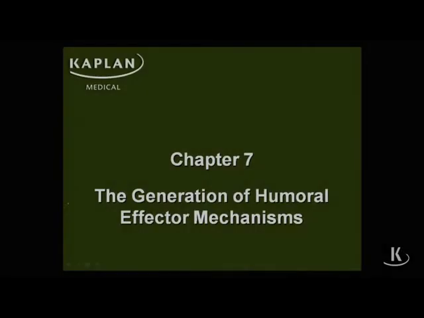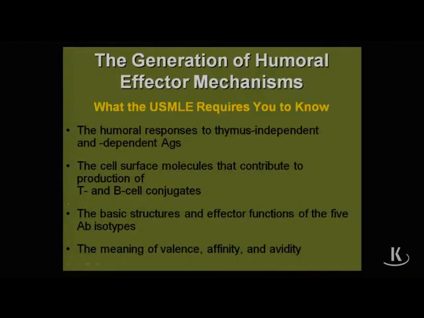The next chapter we're going to take a look at is Chapter 7, which discusses the generation of humoral effector mechanisms. So essentially what we're going to be looking at is the B cell response. What you need to focus on specifically are the humoral responses to thymus independent and dependent antigens, and we'll go through that. What are the surface molecules that contribute to the production of the B and T cell conjugates, the basic structures of all of the 5 antibody isotypes and their function, and that's really high yield for step 1.